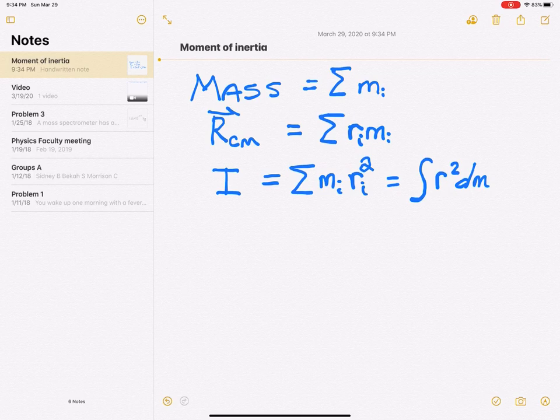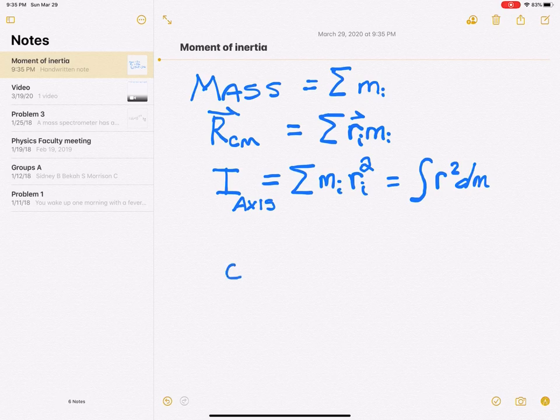Second thing you should notice is the moment of inertia is not a vector, which means it's a scalar, which means you're tempted to just want to add it up. But the moment of inertia can vary depending upon the axis that it's rotating around. So we'll do a real quick example of that.